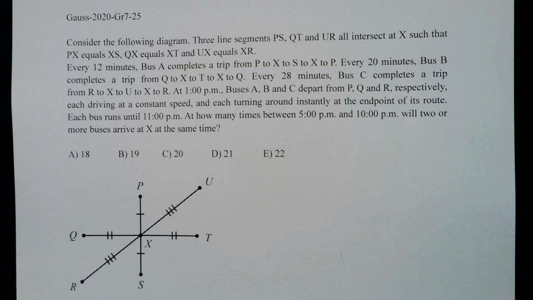Now, each bus runs until 11 p.m., and so at how many times between 5 p.m. and 10 p.m. will two or more buses arrive at X at the same time?